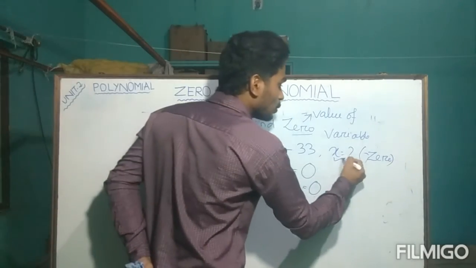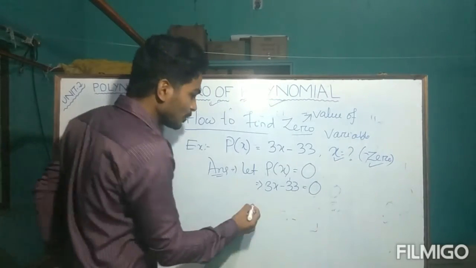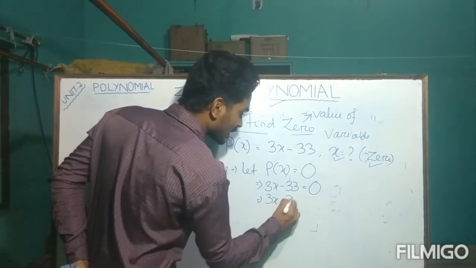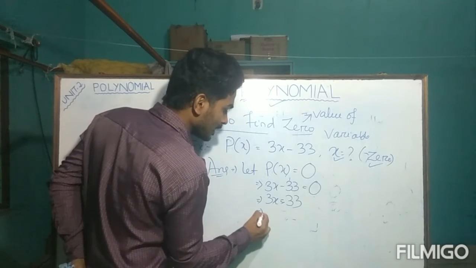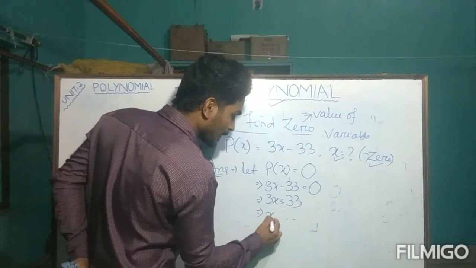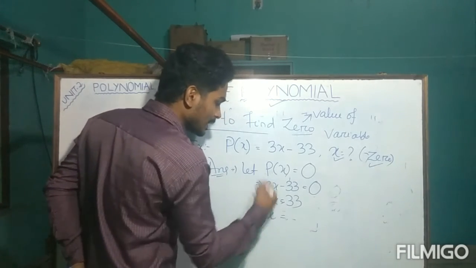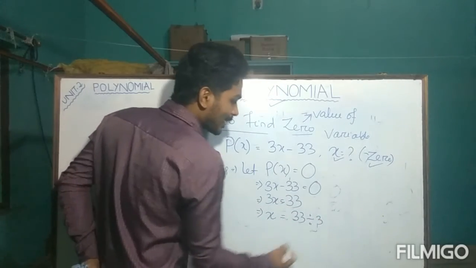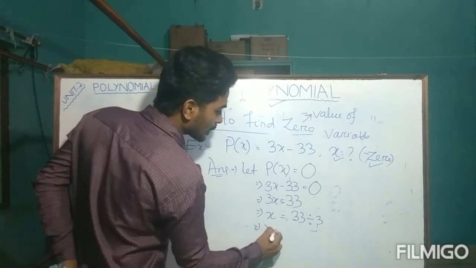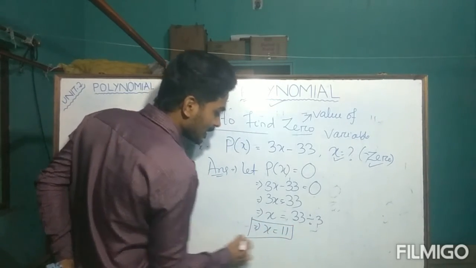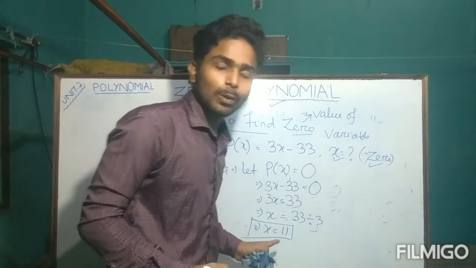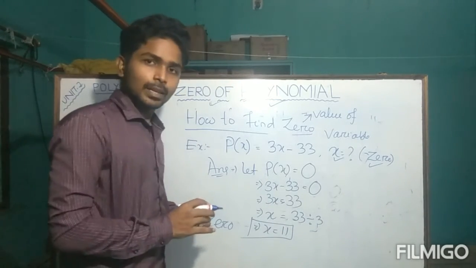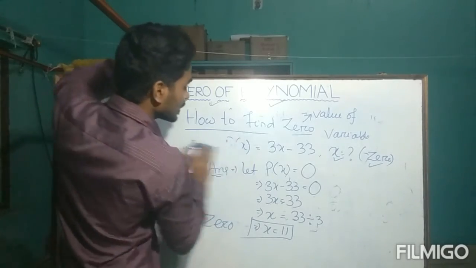As we are going to find the value of x, or the 0, 3x will be how much? Minus 33 goes to the right, it will be plus 33. Clear? Then we have to find the value of x. So x remains on the left side, and 3 goes to the right side as division. 33 divided by 3 is how much? It will be 11. So this is the value of the root, or the value of the variable. This is known as the 0. Clear? Okay, so this is the second question.